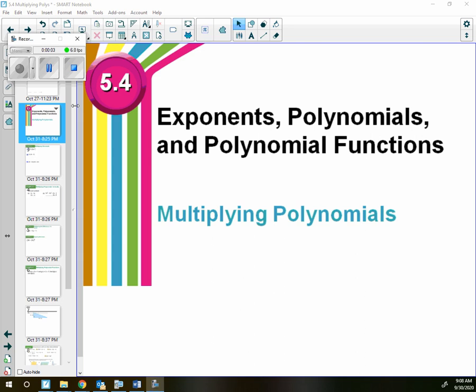Okie doke. So we're on to 5.4. We're going to look at multiplying polynomials today. So we've been working our way through the different operations with polynomials. Now today is the day to talk about how we multiply, which is basically just a lot of distributive property and making sure we know our rules for exponents and being able to put those together. So we're going to jump right in.